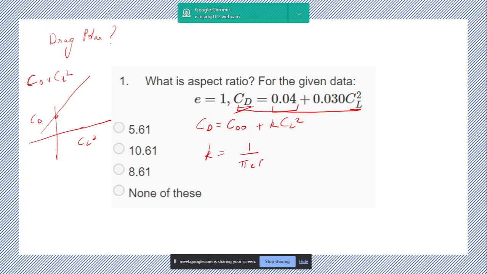Correct, 1 upon pi E AR. So E is given to you. You have K from this equation. K is 0.03, E is 1. You need to find out AR. Very straightforward. How much is AR? What is the aspect ratio? AR is 1 by K pi E. How much is this value?